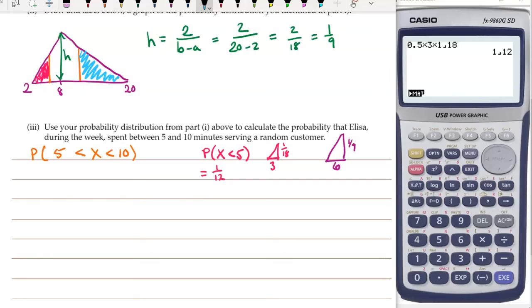This triangle over here that's 10 and above will do a similar thing. So we've got the triangle that goes 10 up to 20 has a base of 10. The right hand side of the mode from 8 to 20 has a base of 12.